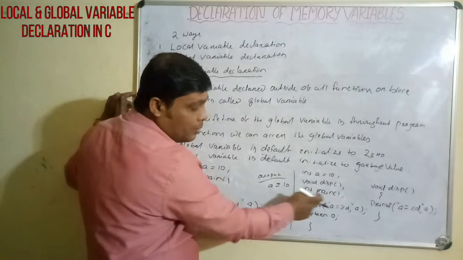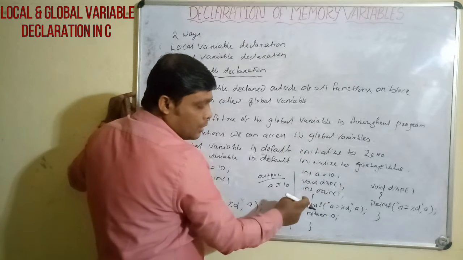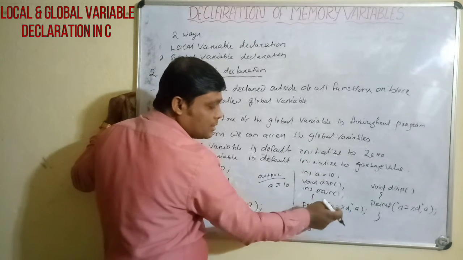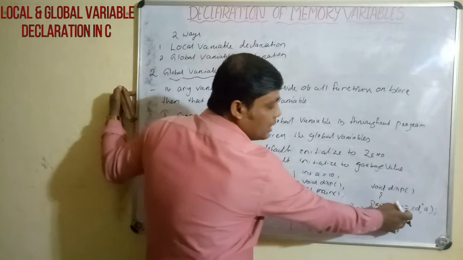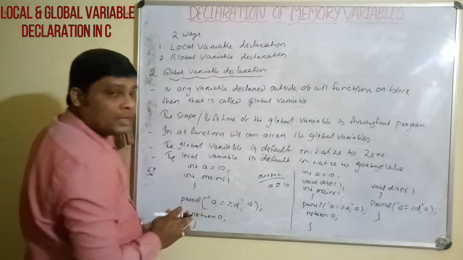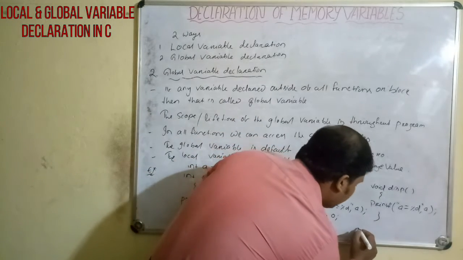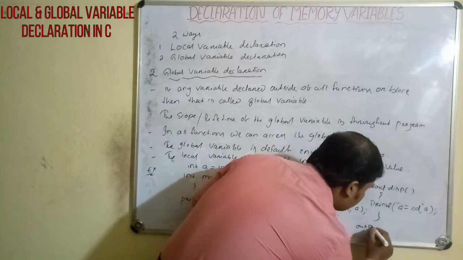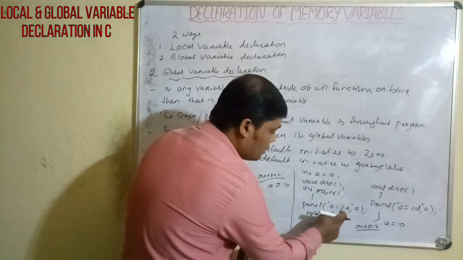Here inside main I have not declared a. I have declared a above, globally. So here I am accessing this a in printf a equal to %d. Also I am accessing a inside the display function. In this case, what will the output be? It will display 2 times. Output will be a equal to 10 for this main function.